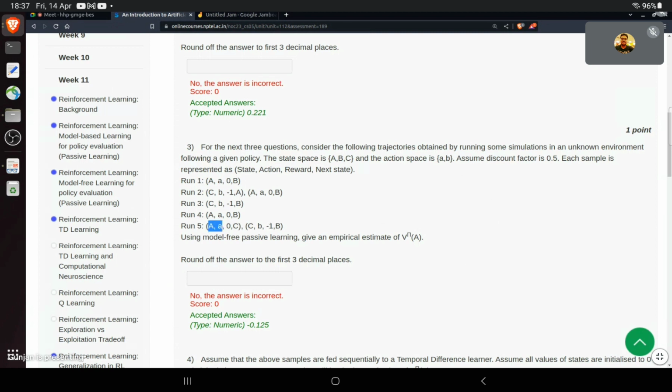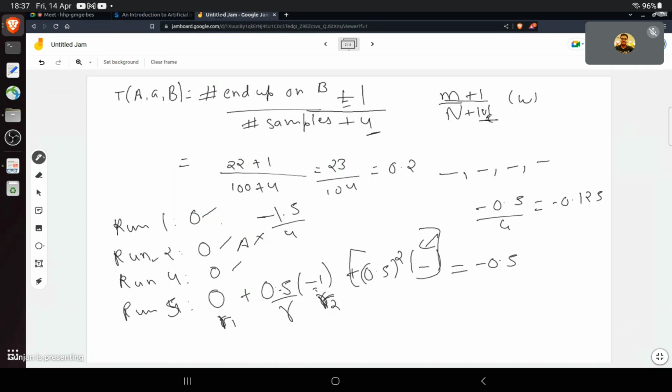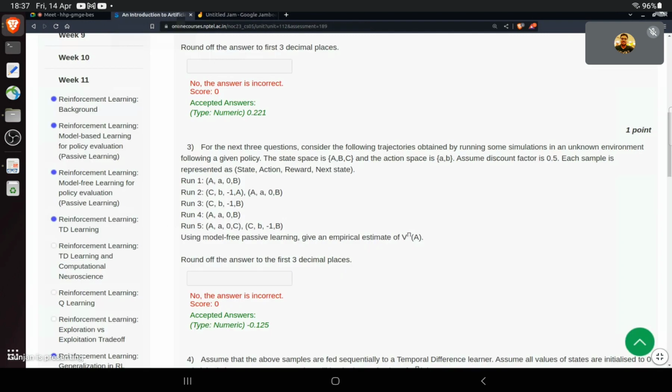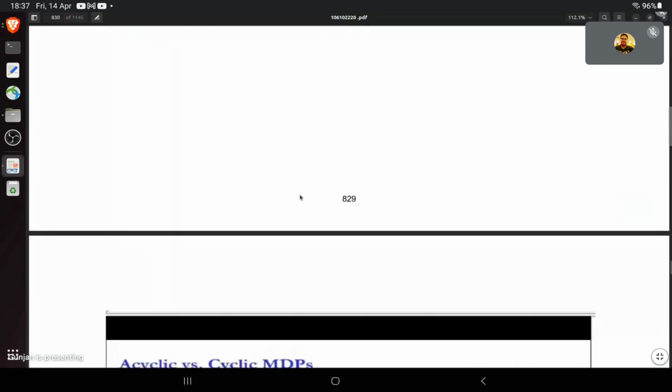The simulation started at A, right? So from A you ended up at C, then from C to B you are getting minus one reward. So how do you calculate? It is all the zeros plus 0.5 into V of C. Automatically it is coming minus one. No, let me show you this question.